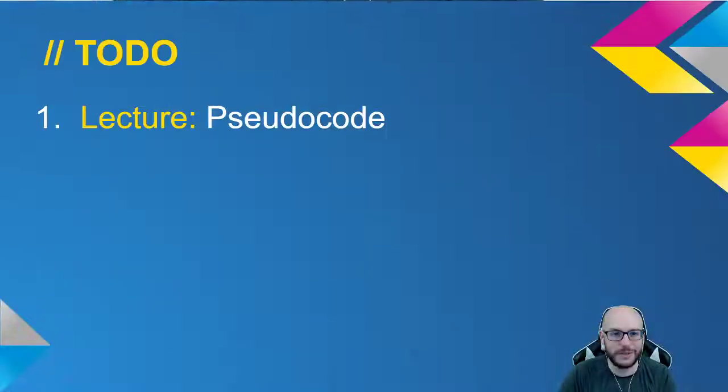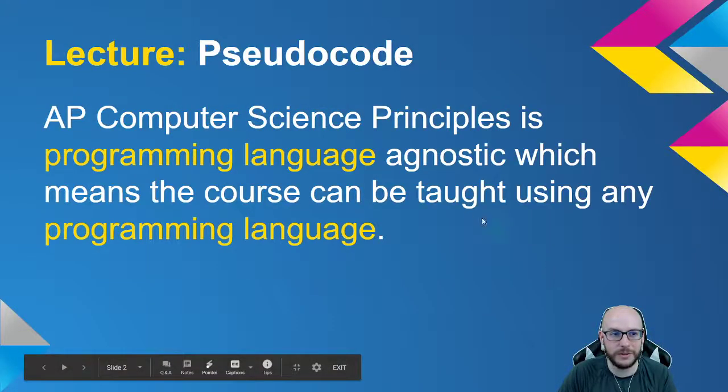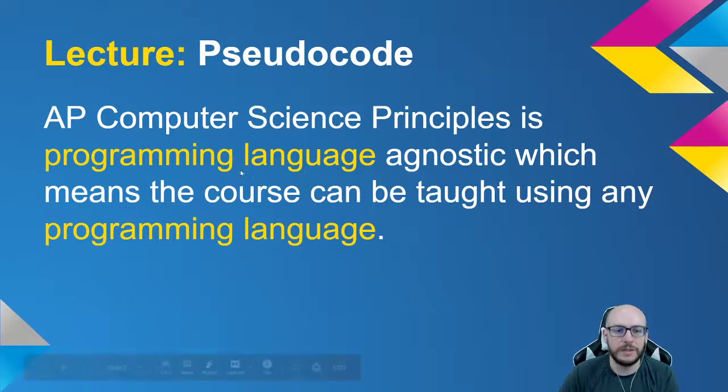Welcome back. In this one, we're talking about pseudocode. So, AP Computer Science Principles is programming language agnostic, which means the course can be taught using any programming language. Simply put, the College Board doesn't dictate what language this course should be taught in. The idea is that they wanted to basically open it up.